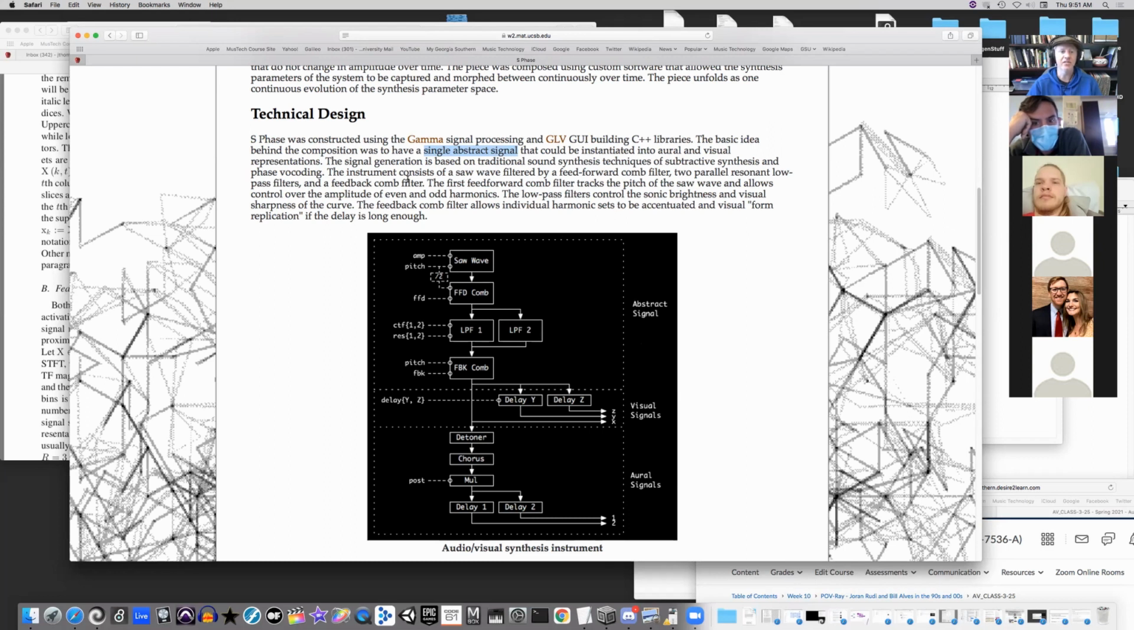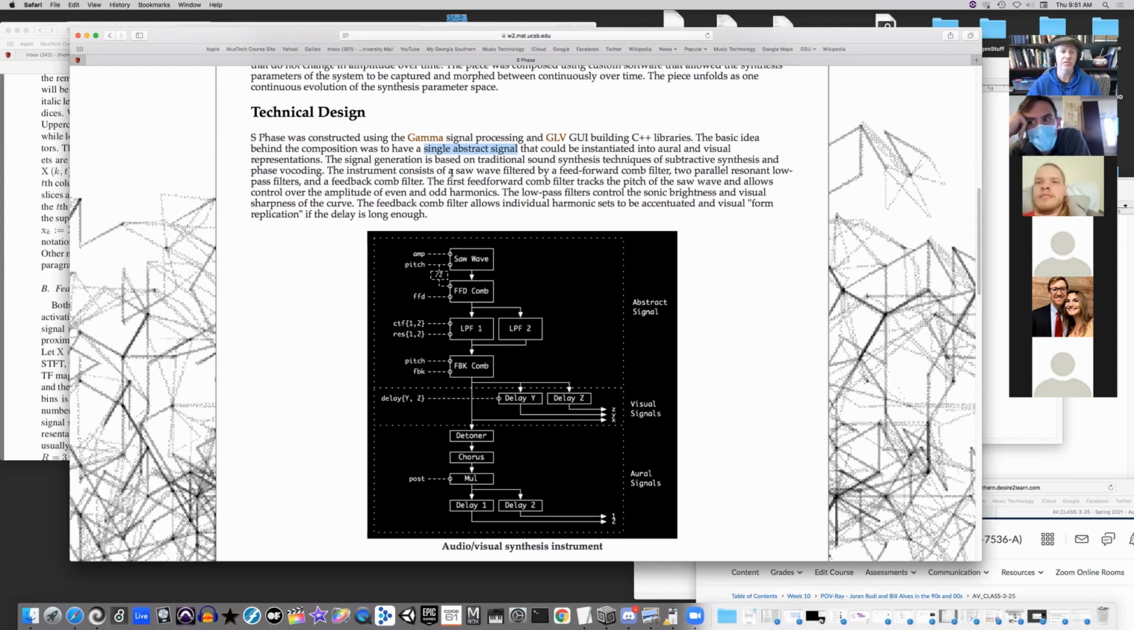Okay, so the signal is based on traditional sound synthesis techniques of subtractive synthesis and phase vocoding. The instrument consists of a saw wave filtered by a feed-forward comb filter, right here. Two parallel resonant low-pass filters, right here. And a feedback comb filter, here.